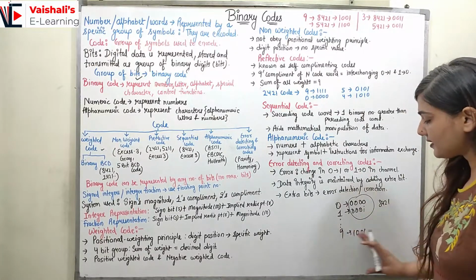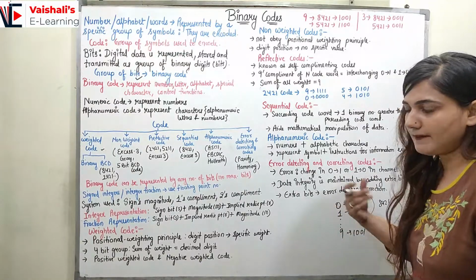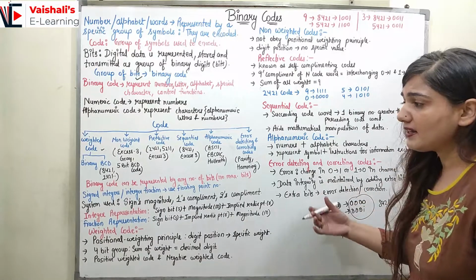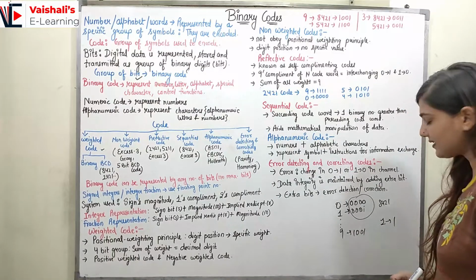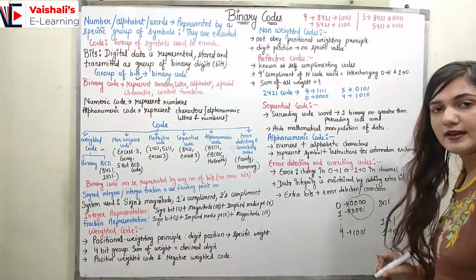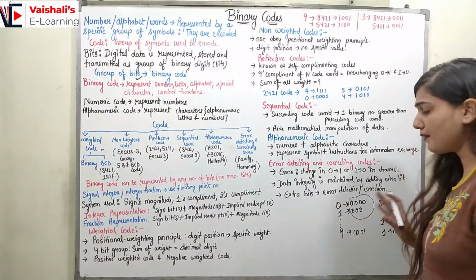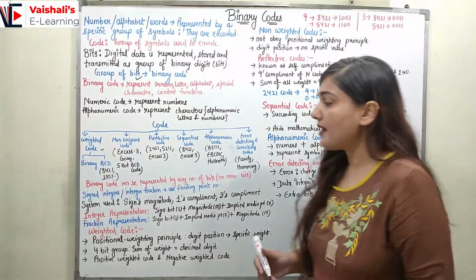Okay, now this is a very simple representation, but the binary code can be represented by any number of bits. So now 1 can be represented as simply 1 only, or 1 can be represented as 01 only, or 1 can be represented as 001 only. So this is the basic difference between the binary and the BCD code.